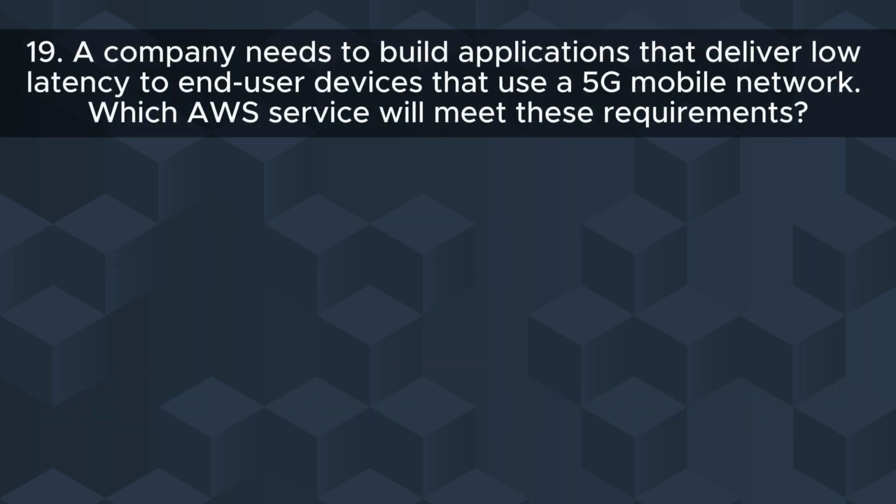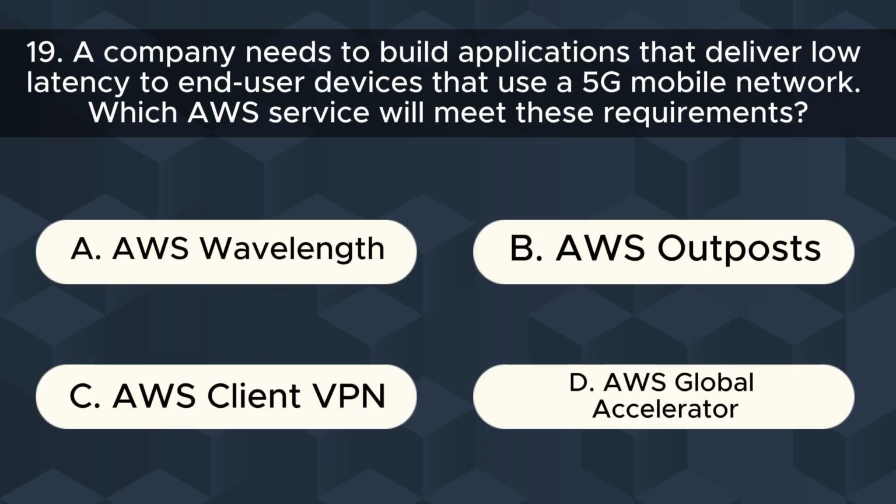A company needs to build applications that deliver low latency to end-user devices that use a 5G mobile network. Which AWS service will meet these requirements? The answer is AWS Wavelength. AWS Wavelength extends AWS infrastructure to telecom networks, allowing applications to serve end users.